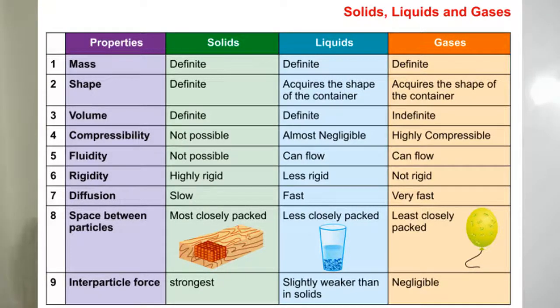Now shape. You can see solids have a definite shape. Liquids acquire the shape of the container. Gases acquire the shape of the container. Now volume. Solids and liquids have a definite volume, but gases have an indefinite volume. Compressibility. Solids cannot be compressed. That is not possible. For liquids it is almost negligible, and gases are highly compressible.